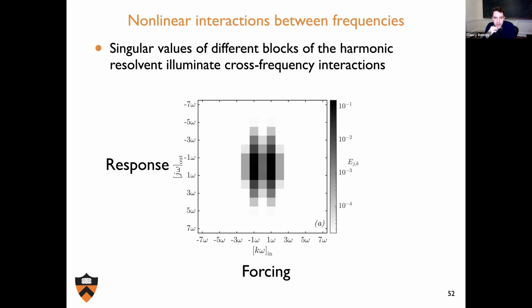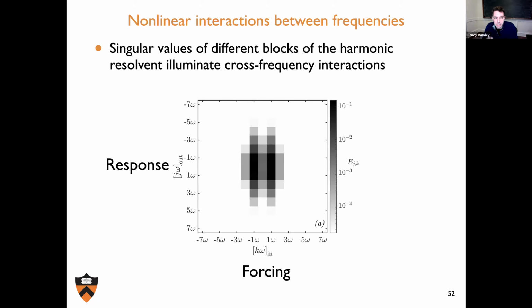Okay, so that's response at the same frequency. How about nonlinear interactions between frequencies? So now if we take that resolvent operator, which you could think of as block diagonal, or sorry, with several different blocks in it here, maybe 15 blocks if we have 7 harmonics. The size of this is actually quite large. Each block has the dimensions of the resolvent operator, and we have 15 by 15 blocks.